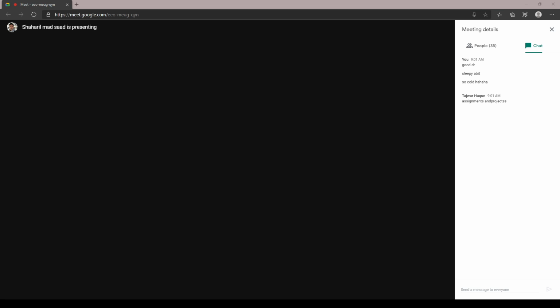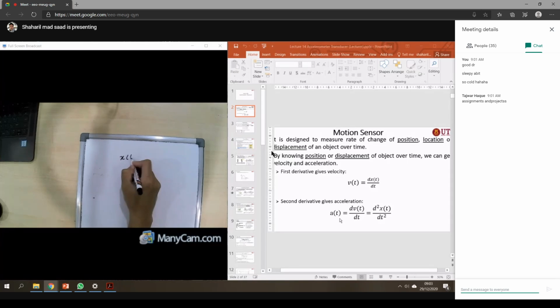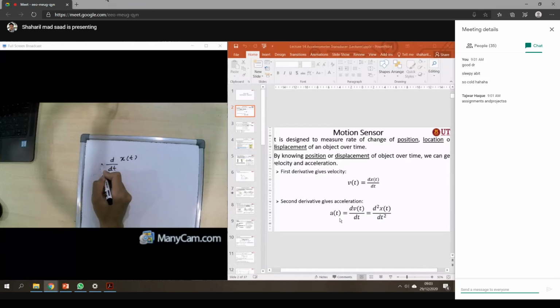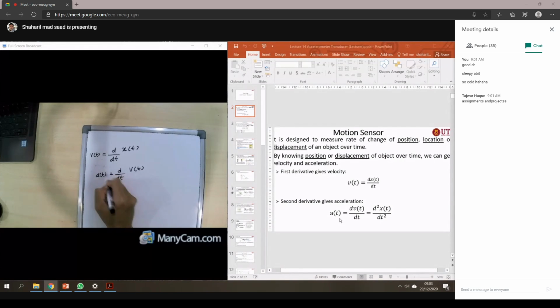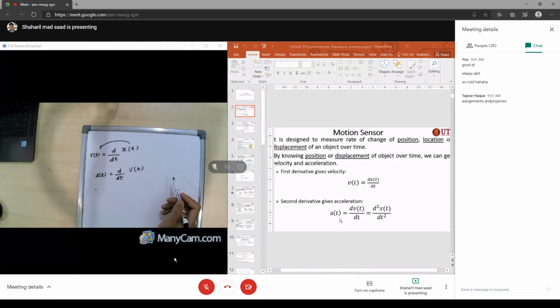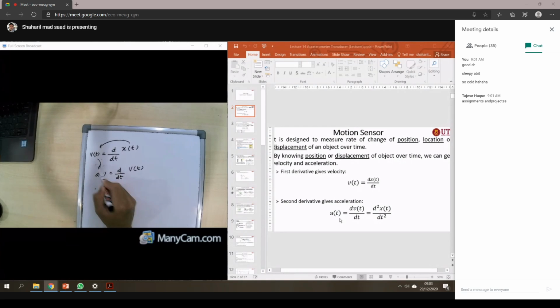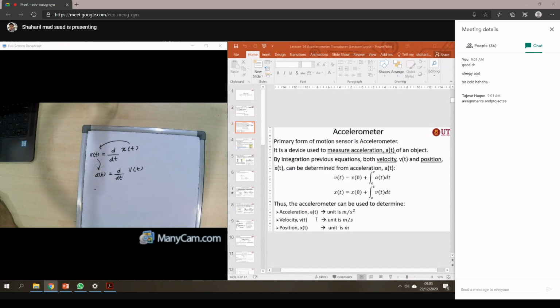Let's say that this is your displacement. When you do the first derivative, d over dt, what you get here is velocity over time. Then from the velocity, when you do the derivative again, what you can get is the acceleration. So this is the basic thing. From displacement you can get the velocity, and from velocity you can get the acceleration.